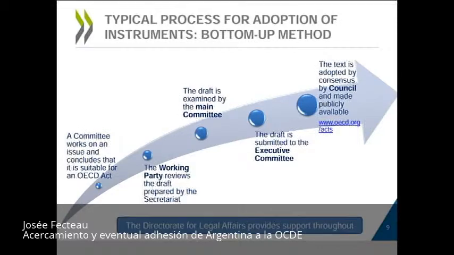So the work starts, a committee works on an issue and concludes that we should have an OECD Act. Typically, as you see, it's often very specialized. They will entrust a working party, a smaller group of governmental experts assisted by the secretariat, to start working on a draft. And that's where I would say most of the work will happen. It's at the technical level with experts in the field. They will work on putting a draft together.